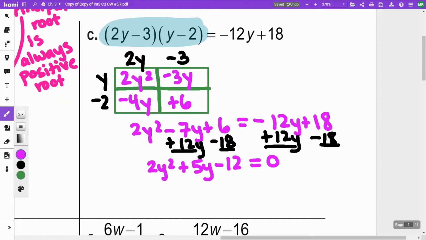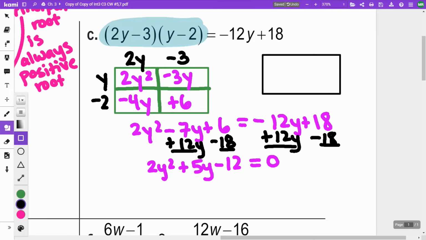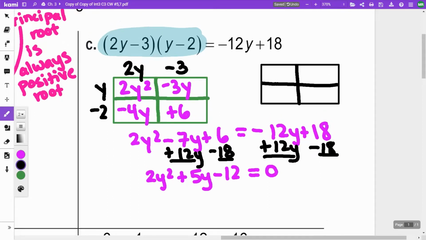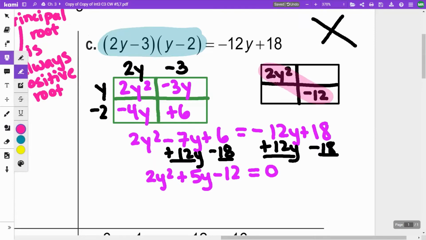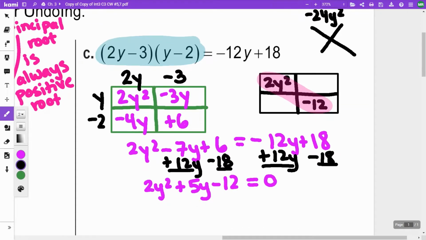Then I can factor this. So I'm going to do a box to diamond. I'm going to do the box up here. And then let me do the diamond here. So I am going to have a 2y squared and a negative 12. Those two multiply to a negative 24y squared. So I'm going to put a negative 24y squared. And it has to add to that 5y. So I'm going to put a 5y here.